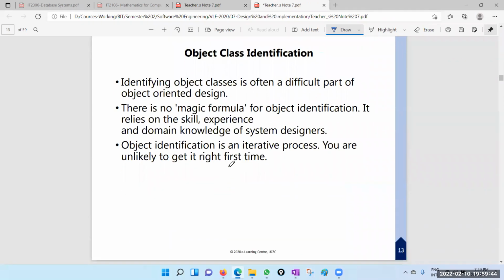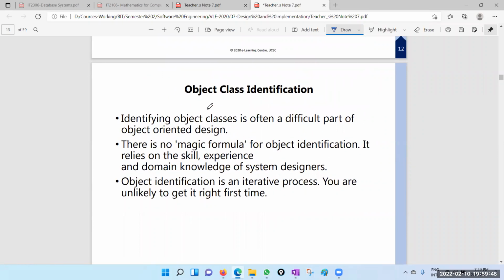So I will explain the connection between object and class. Okay, an object is that individual thing, right? But the class represents a set of same or similar objects. To represent all the accounts, we have the account class. To represent all the customers, we have the customer class. Okay.